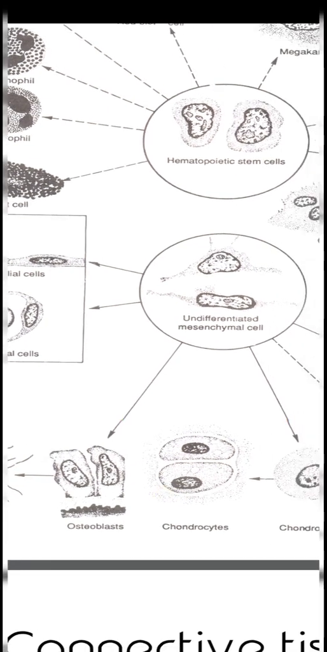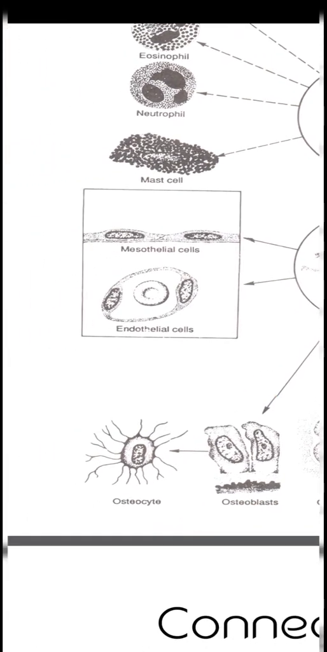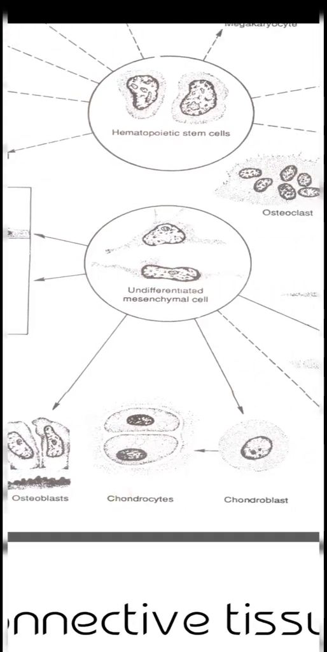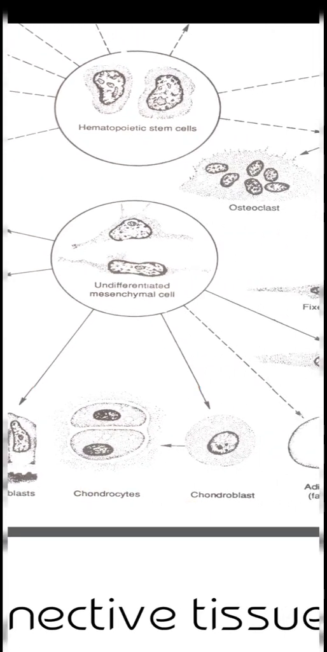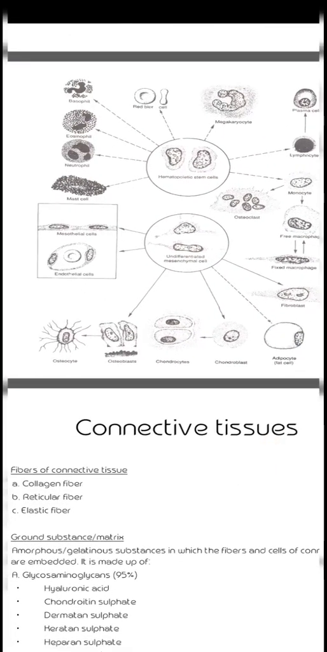They also form osteoblasts, which are premature bone cells, which then mature into osteocytes or bone cells. They also form chondroblasts or premature cartilage cells, which mature and form chondrocytes, and they are also responsible for fibroblasts and adipocytes. The adipocytes are fat cells, fibroblasts form fibrocytes.